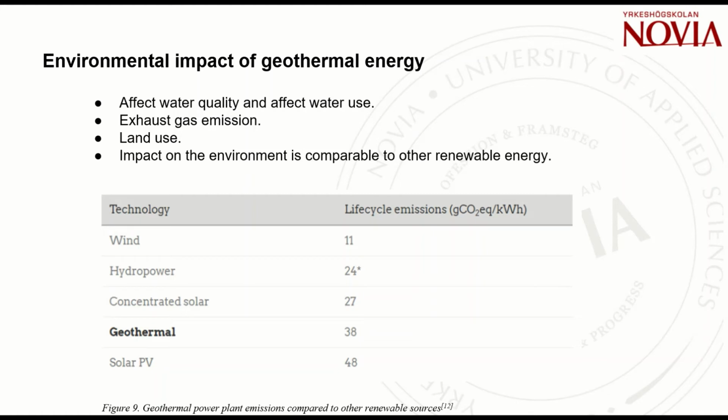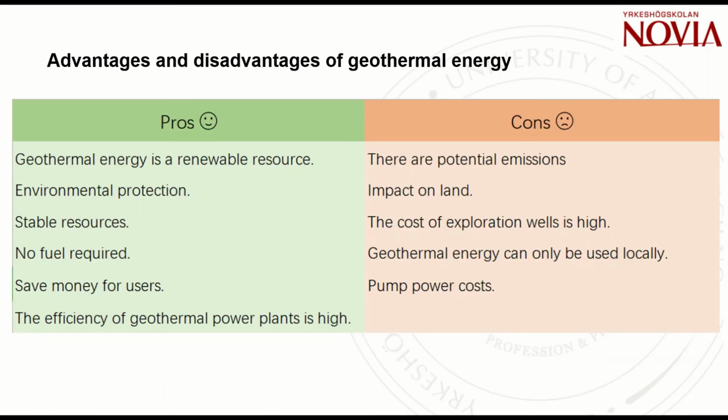Despite this, the negative impact of geothermal power plants on the environment is much smaller than that of fossil fuel power plants. It can be seen from this figure that the life cycle emissions of geothermal power plants are not high. This shows that it is indeed environmentally friendly. Here are some advantages and disadvantages of geothermal energy. First, geothermal energy is a renewable resource, which means that its use is more environmentally friendly.